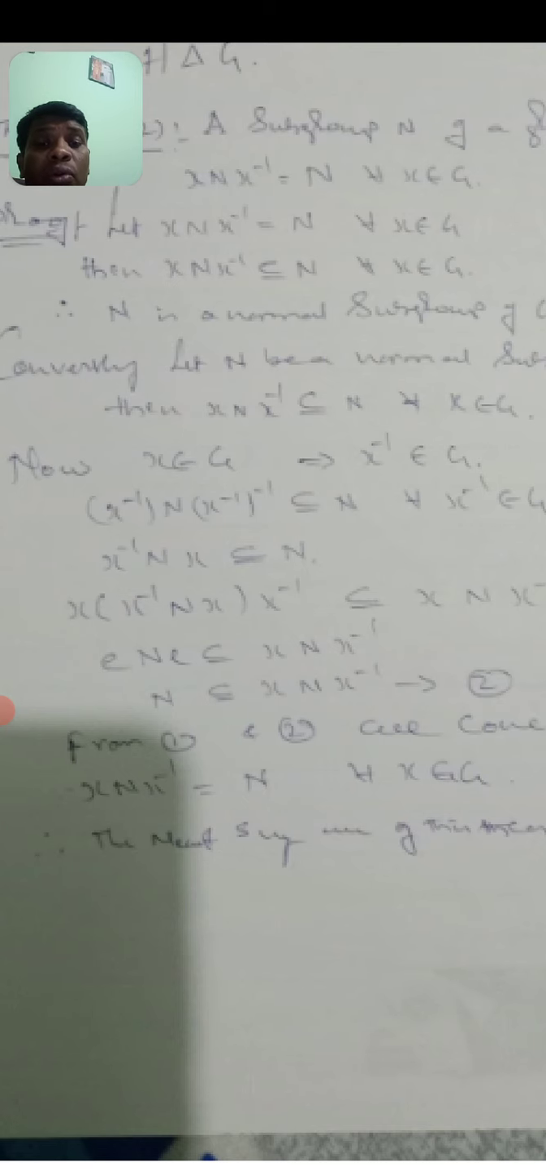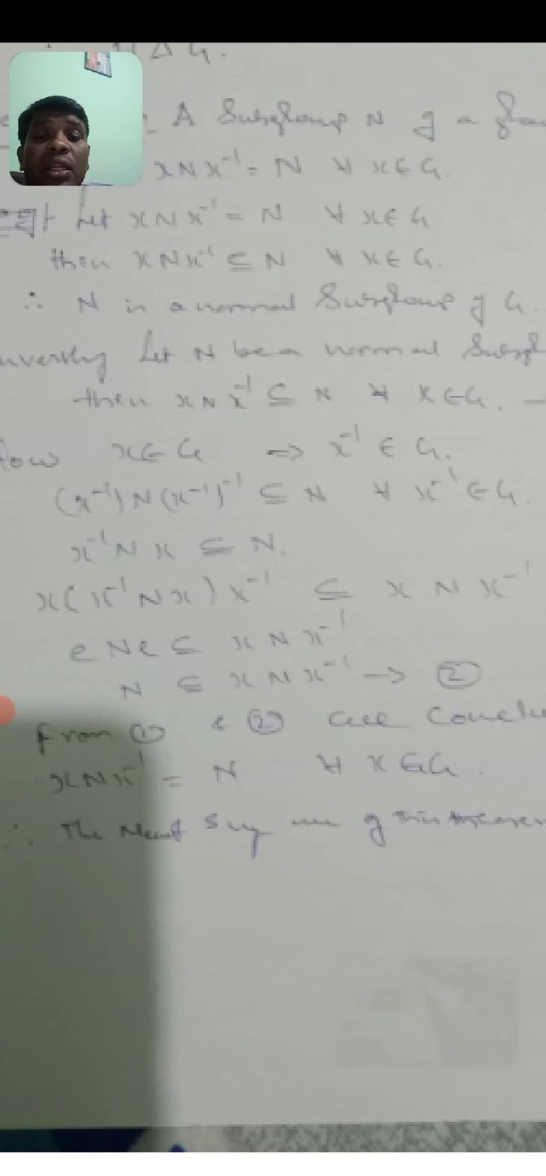So we have to consider the above notation, that is x⁻¹ and x⁻¹N(x⁻¹)⁻¹. First we apply this: x⁻¹N(x⁻¹)⁻¹ is a subset of N for all x⁻¹ belonging to G. So that is x⁻¹Nx, since (x⁻¹)⁻¹ is x. Suppose (a⁻¹)⁻¹ is equal to a. Similarly, (x⁻¹)⁻¹ is equal to x. And the same element x is a subset of N.